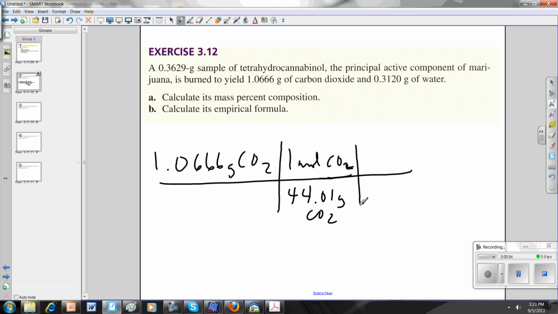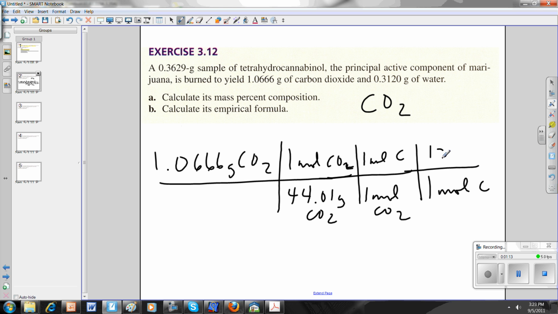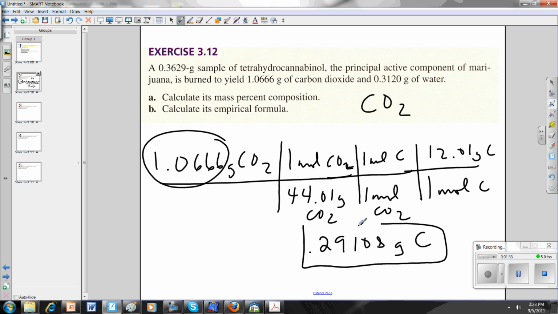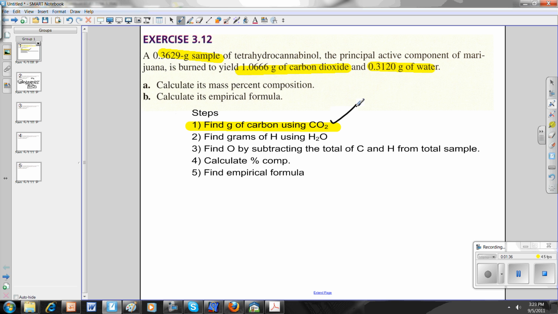Next thing is you need the ratio. If you look at the formula for CO2, how many carbons do you see? You see 1, which means in 1 mole of carbon dioxide, you have 1 mole of carbon. The last step is taking the molar mass of carbon from the periodic table, which is 12.01 grams of carbon. Plug that into your calculations. At the end of it, you should get 0.29108 grams of carbon. Remember, the sig figs are dictated by the given. So I have my grams of carbon. So what we just did was step 1, done.